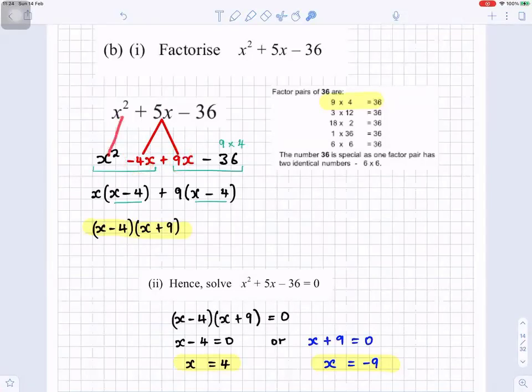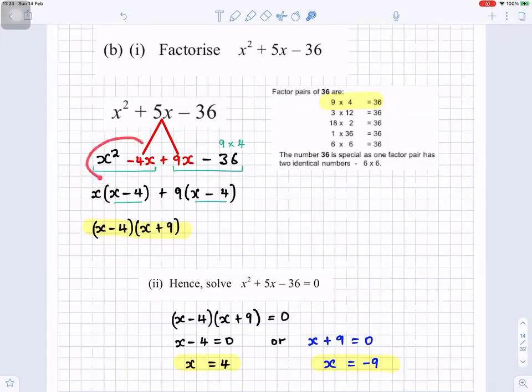Now we have x squared stays the same. We split 5 into minus 4 and 9 because 9 minus 4 is 5. And we have 36 stays the same. So now we started with 3 terms. We have 4 terms. When we have 4 terms, we can pair them. First pair, second pair. And then we can factorize them.